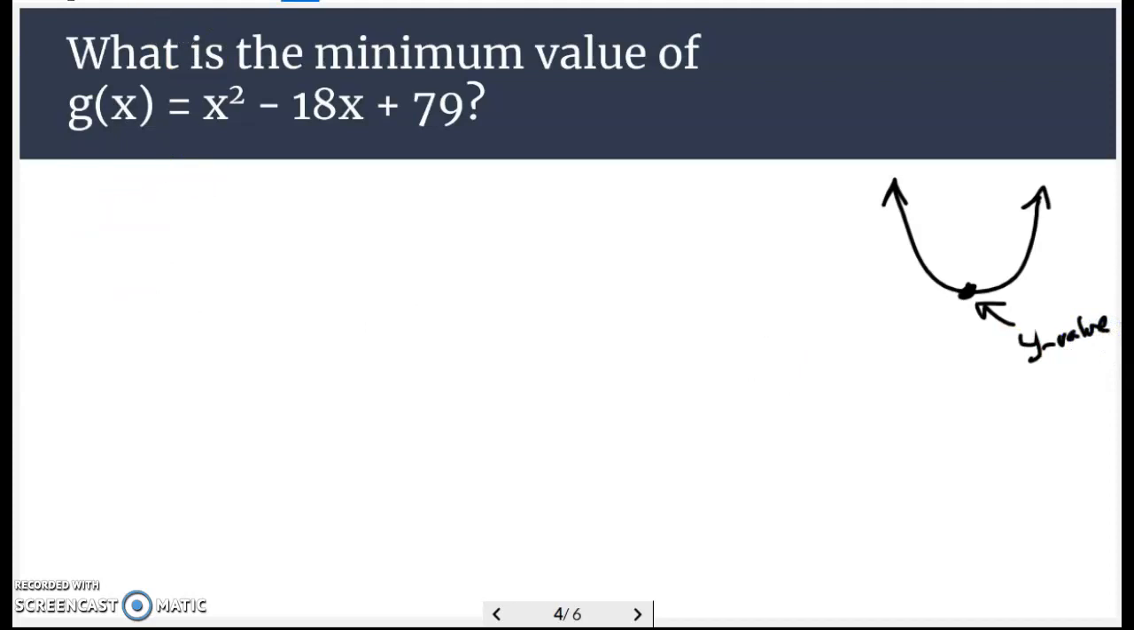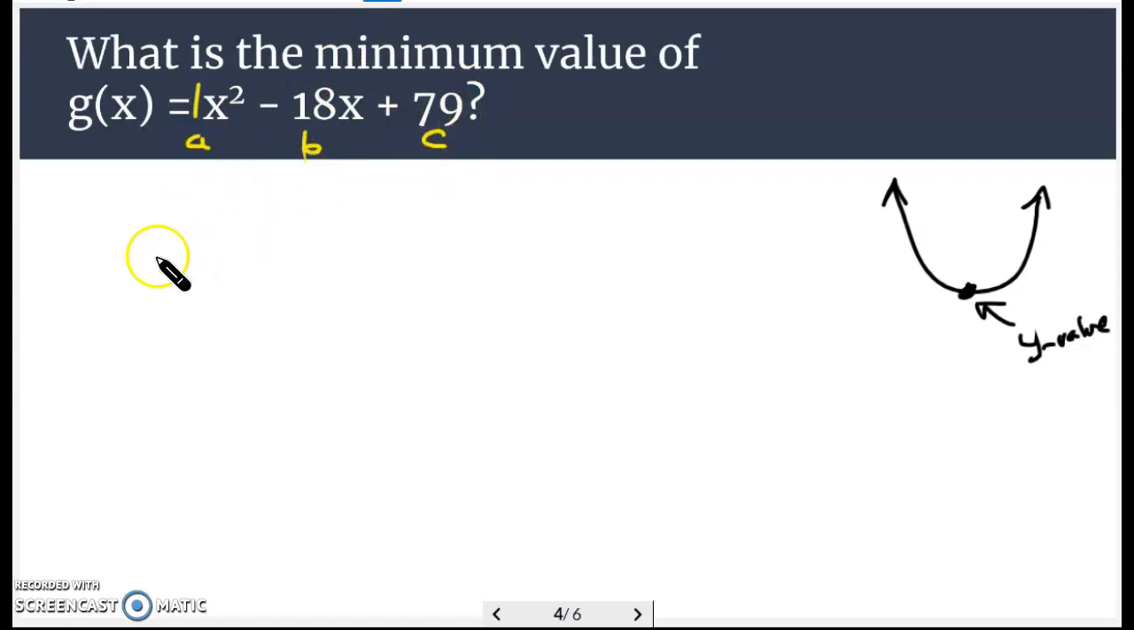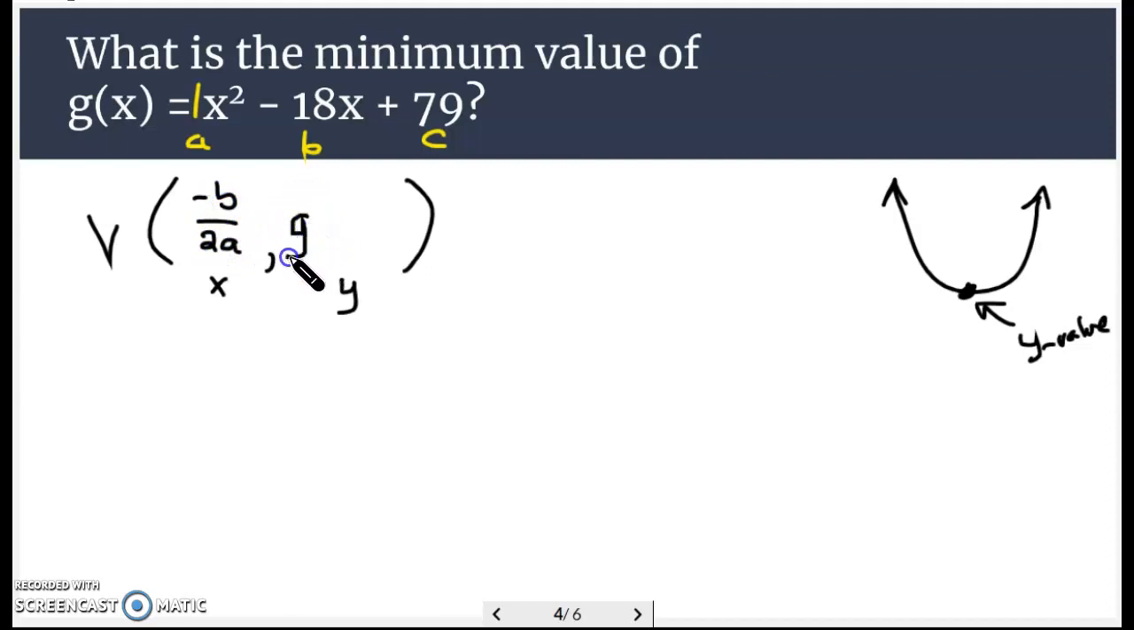And when given a quadratic equation in what we call standard form, you need to know what the a, b, and c are. In this case, a is 1, b is negative 18, and c is 79. So here's the formula for finding the vertex, the y value of which will tell us what the minimum value is. There's an x and y coordinate on any point, but the vertex follows this, negative b over 2a. And in this problem, g, to find the y value, we plug it back in, g of negative b over 2a. And you'll see what I mean here in a minute.